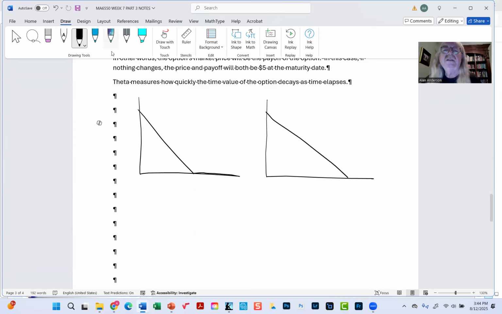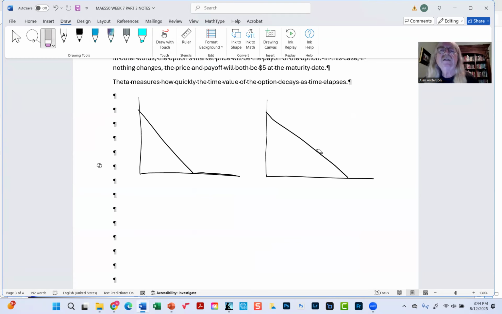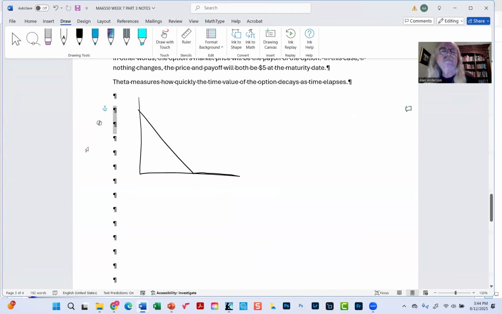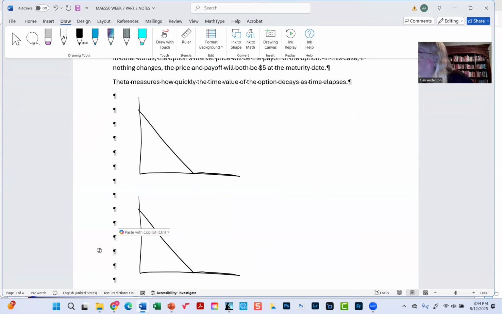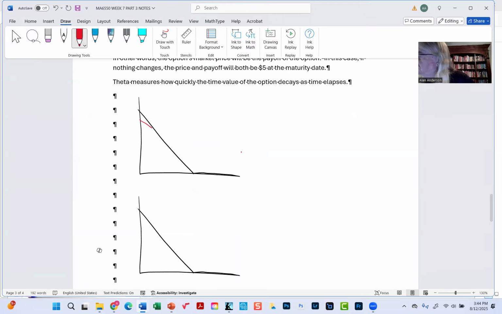Okay, where did I go? I'm going to just copy them. I need them to be identical to each other. No, oh, I need some curvature there. That's good. Okay.